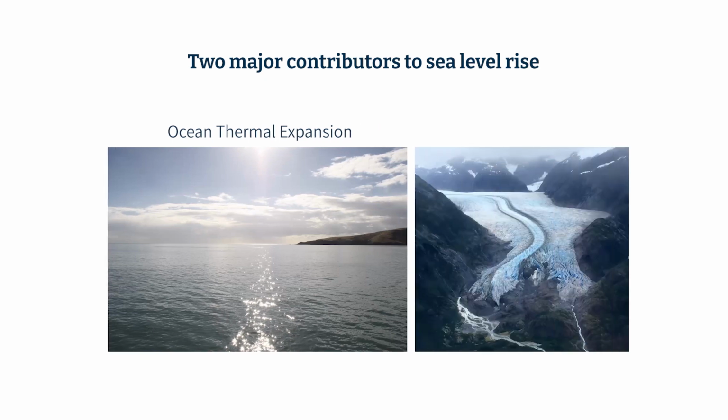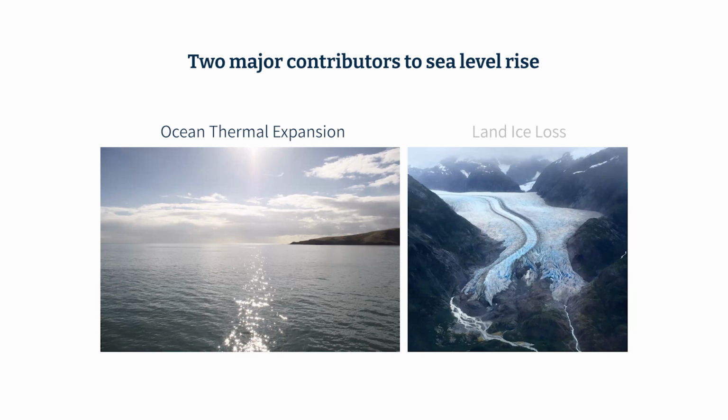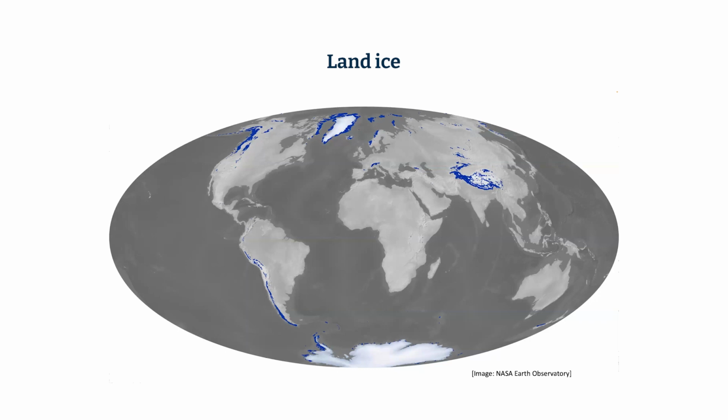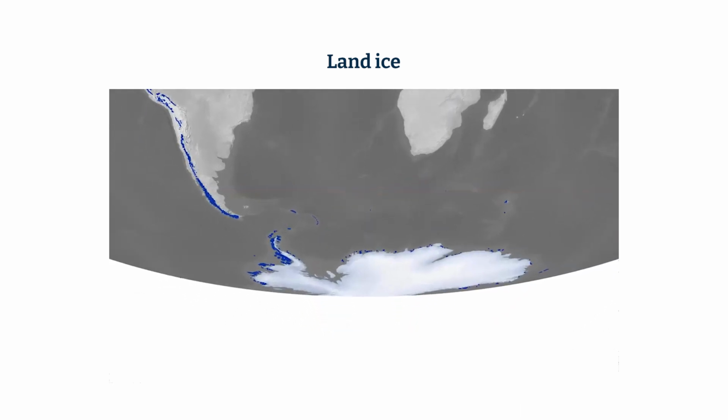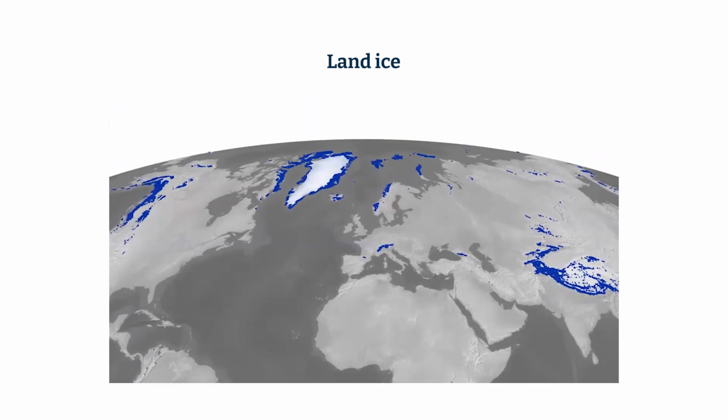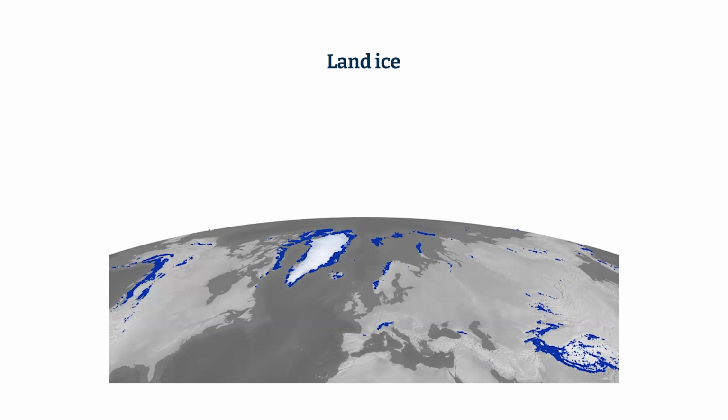The other major contributor to sea level rise is adding water to the ocean via the loss of land ice. Land ice exists all around the world. Everywhere here in blue is somewhere that a glacier or land ice exists. And then you see Antarctica in the south, a continent, and Greenland, the Greenland ice sheet in the north, the world's largest island. And not only do we have a lot of spatial coverage of ice, but especially for the Greenland and Antarctic ice sheets, they're incredibly thick and contain remarkable amounts of sea level.